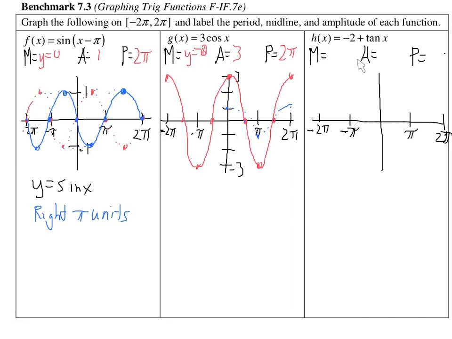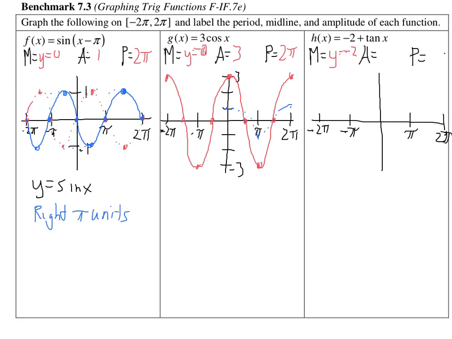I want the midline, amplitude, and period of this tangent graph. Tangent's different than sines and cosines. And this negative 2 in front is going to do something to tangent. Hopefully you realize that negative 2 is going to push it down 2 units. So let's first talk about just tangent x. Your midline normally is at y equals 0. But if I pushed it down 2 units, my midline is now y equals negative 2.